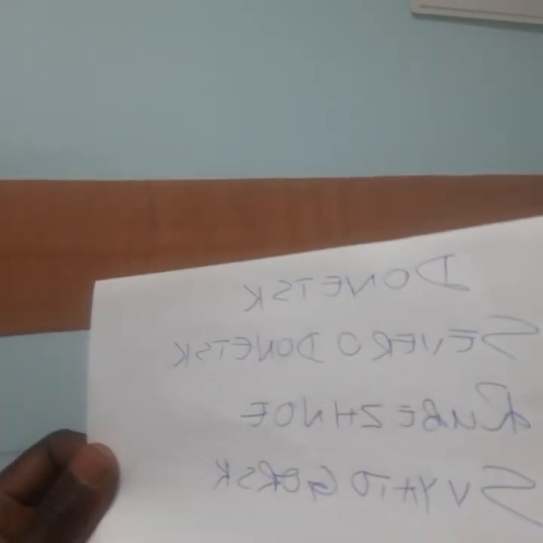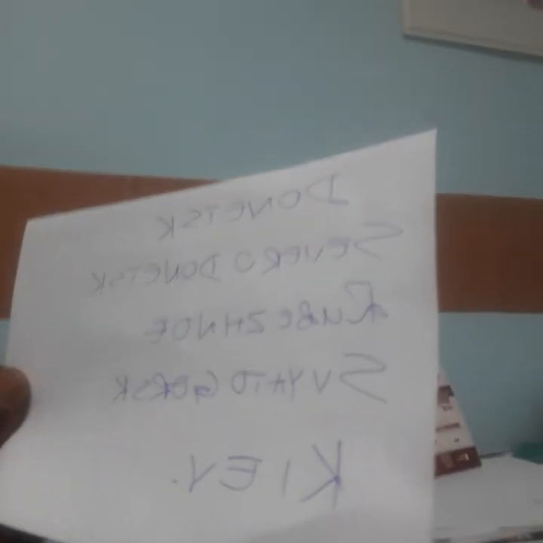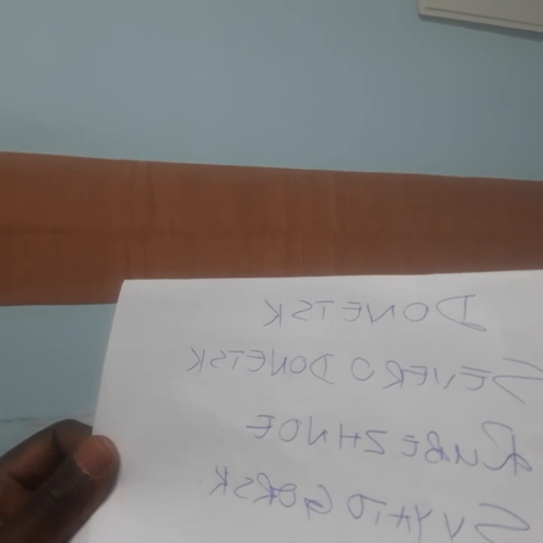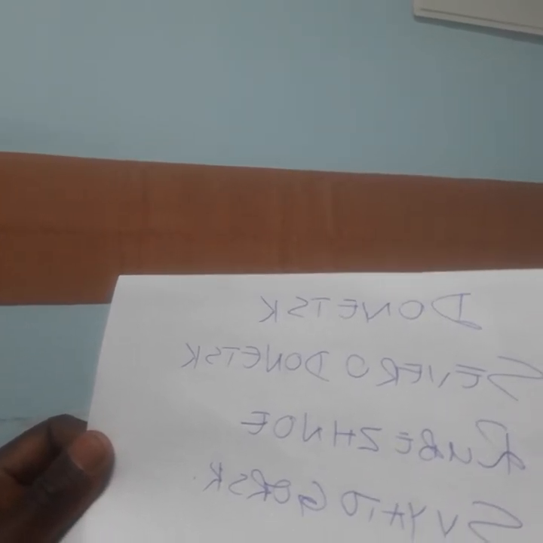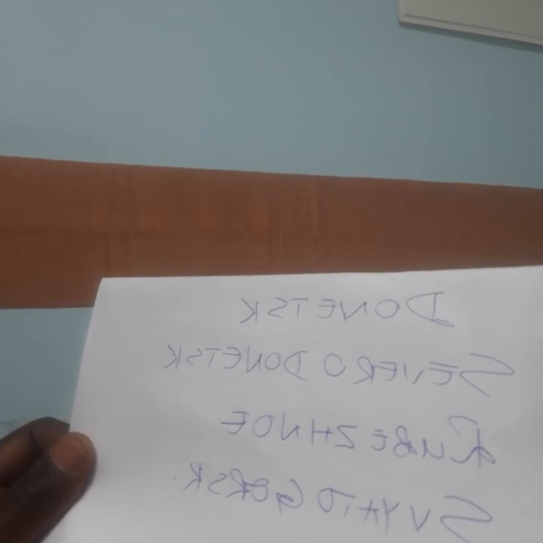But before I go, let me go through the pronunciation of all those words we've discussed today. The first word is Donetsk. The second one is Severodonetsk. The third one is Rubiezhnaya. The fourth one is Svitigorsk. And the last one is Kyiv.